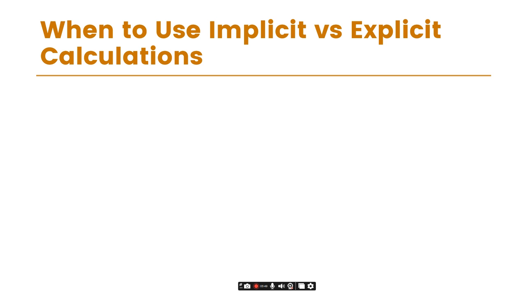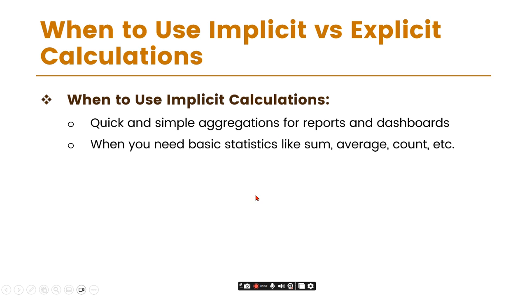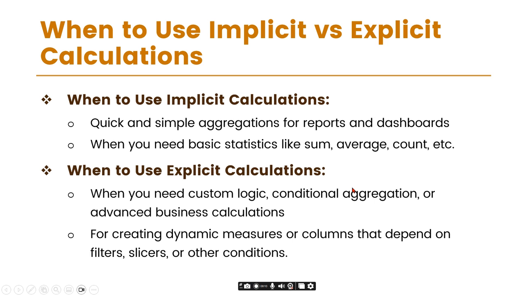Let's now see when to use implicit and explicit calculations. Whenever you want quick and simple aggregations for reports and dashboards, we can use implicit calculations. When you need basic statistics like sum, average, minimum, count, maximum, we can use implicit calculations. When it comes to explicit calculations, whenever we need custom logic, conditional aggregation, or advanced calculations, we use explicit calculations. We can also create dynamic measures and columns that depend on filters, slicers, or other conditions.